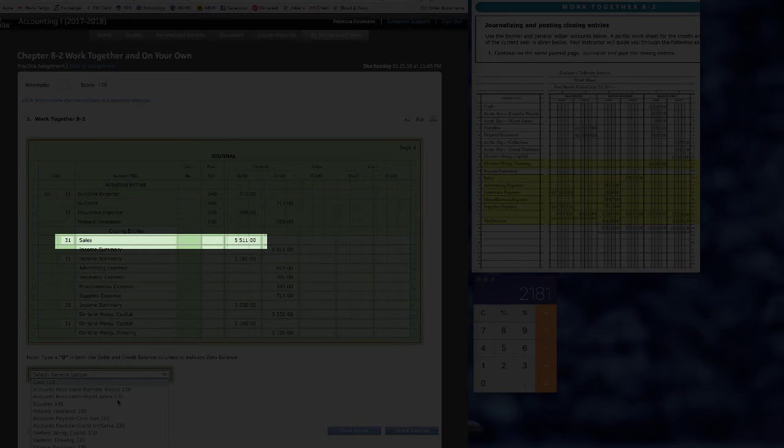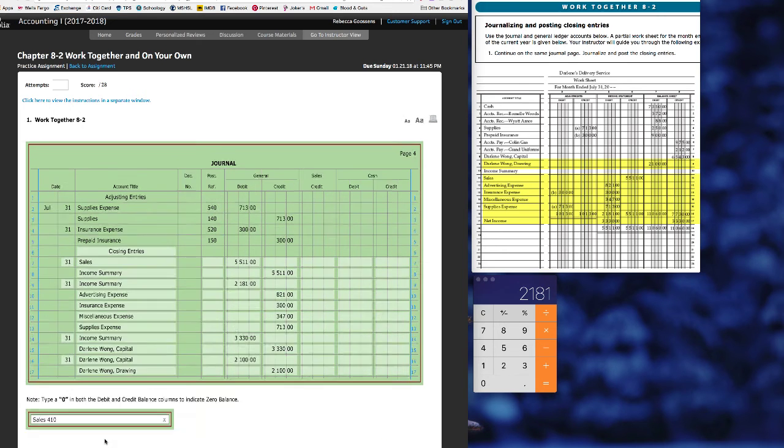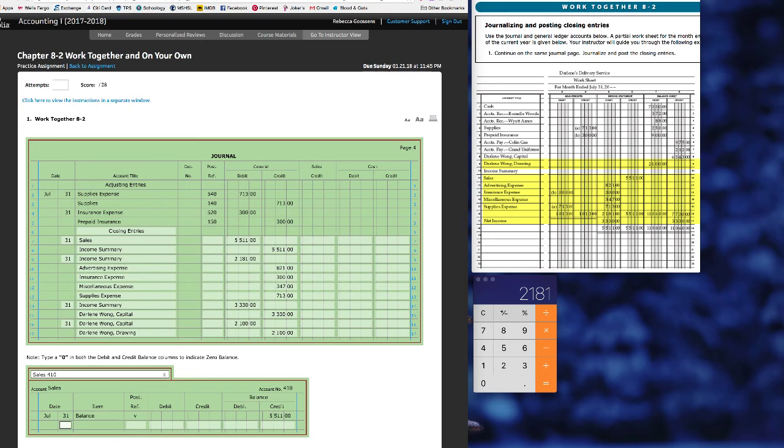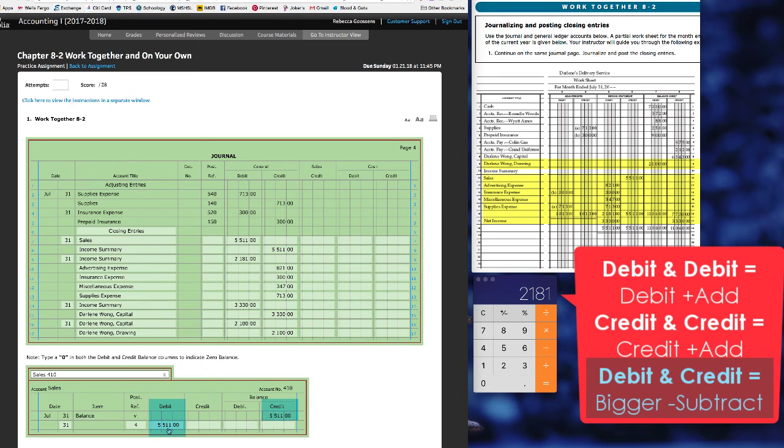So the first one is sales. So I'm going to open up sales. It was the 31st. It's coming from journal page 4. Sales was a debit of 5,511. And if I have a debit and a credit and I subtract them, I get 0, which is good. I want it closed out. So I'm going to put 0, 0, take my 410, and make sure I post that to the journal.